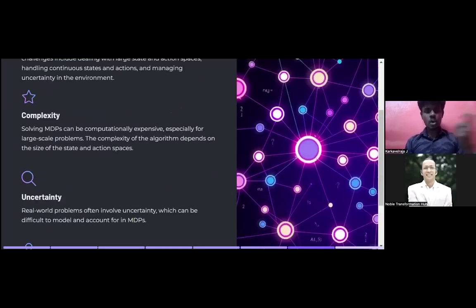Okay. First is complexity. Solving MDP can be computationally expensive, especially for larger scale problems. The computational complexity of the algorithm depends on the size of the state and action spaces. If you have a larger space, as we mentioned previously, in the Super Mario game you will have lots of worlds, so you will get lots of frames and lots of actions, so it could be complex and the resources required are very high.